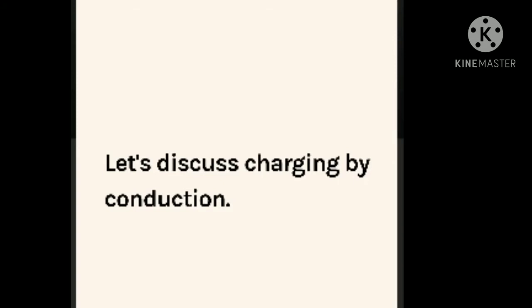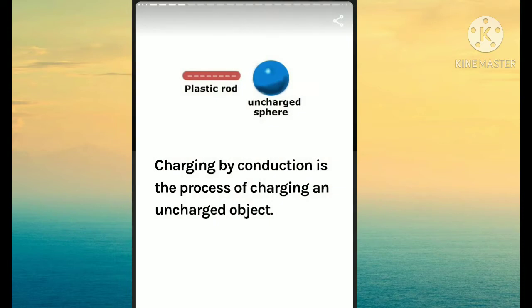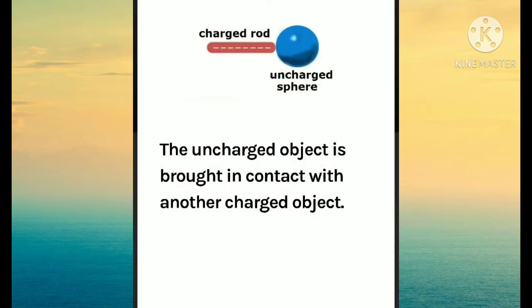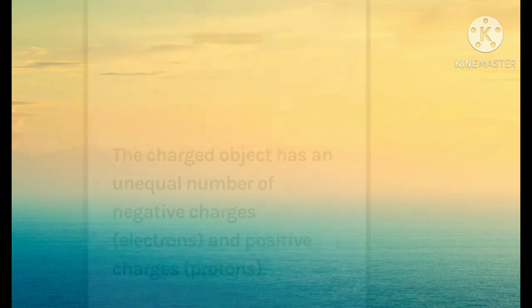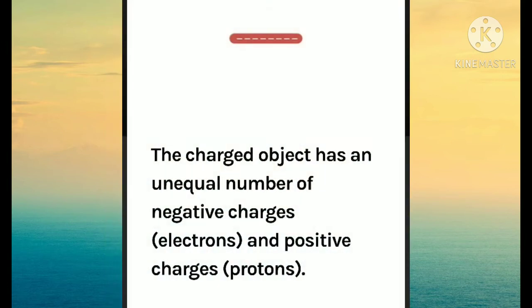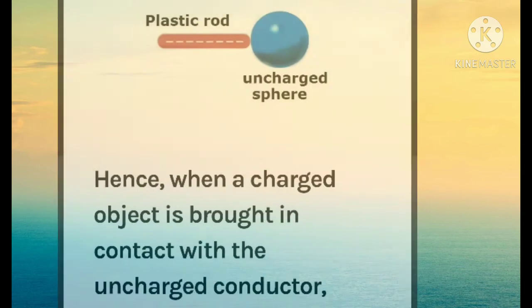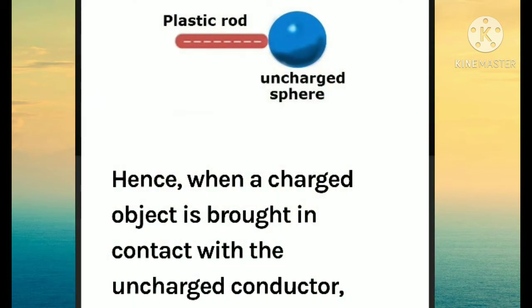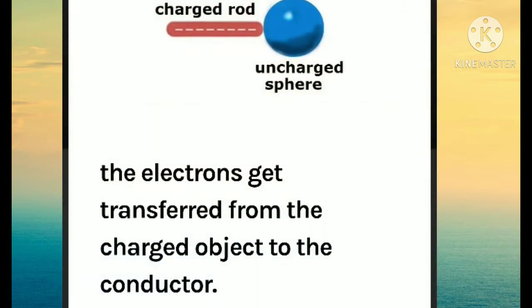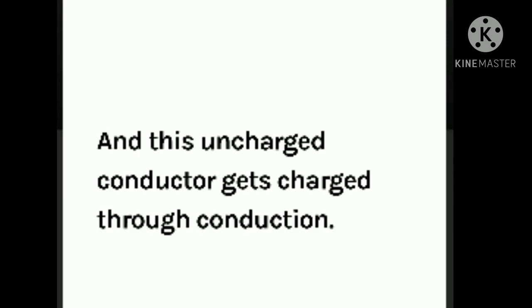The next process, charging by conduction. Charging by conduction is the process of charging an uncharged object by bringing it in contact with another charged object. The charged object has an unequal number of negative charges (electrons) and positive charges (protons). Now, when the charged object is brought in contact with the uncharged object, the electrons get transferred from the charged object to the conductor. Now the uncharged conductor gets charged through conduction.